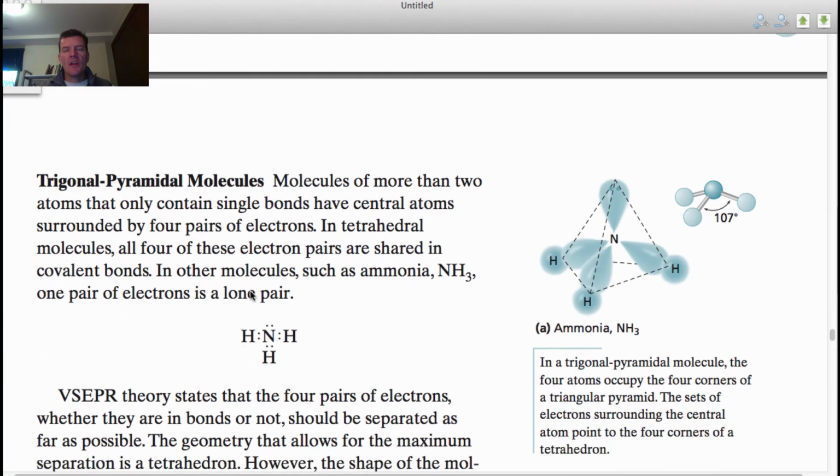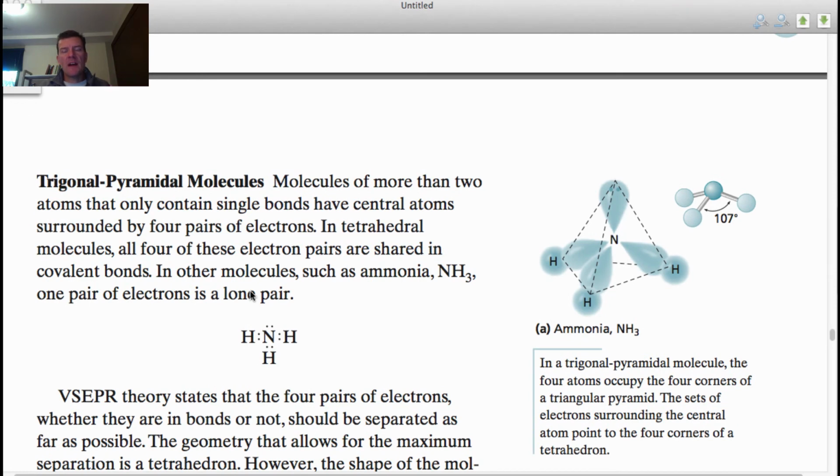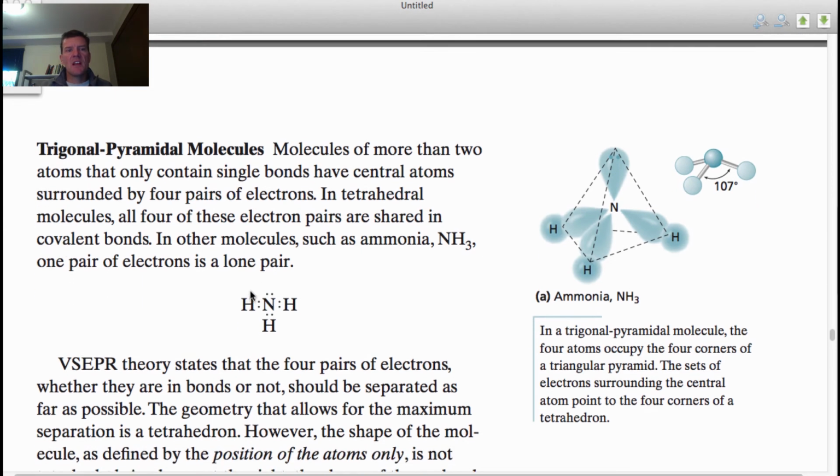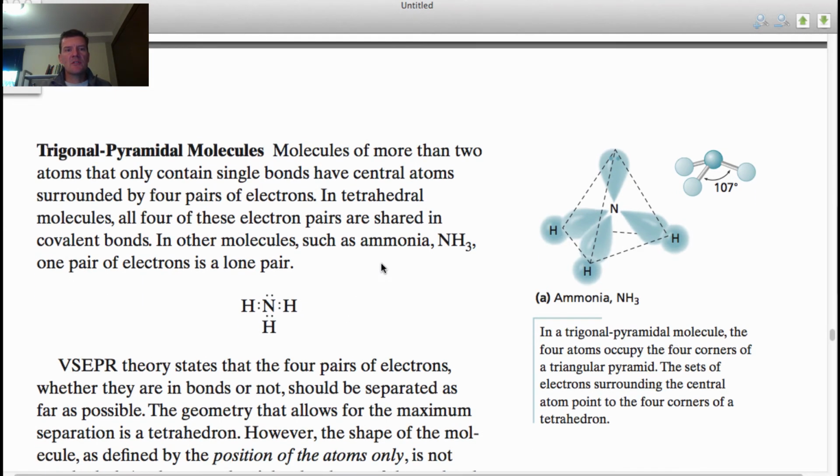Now we're going to talk about what if there are bonds, and there's also a region where there are no bonds, but just a pair of electrons by themselves, not bonded to anything, because you've got these extra electrons. Let me show you what I mean. Let's go to NH3. Let me show you how this Lewis diagram is formed. You have to draw the Lewis diagram first.